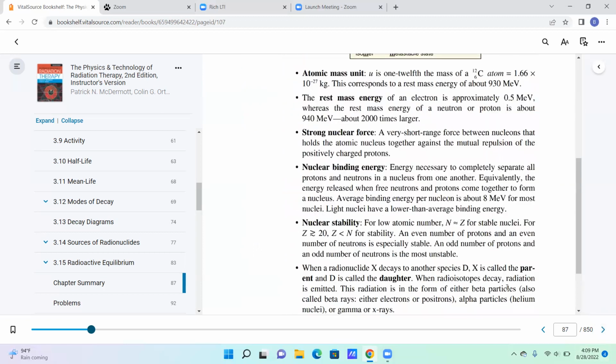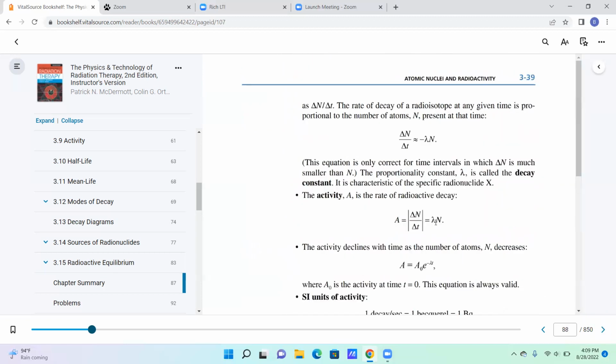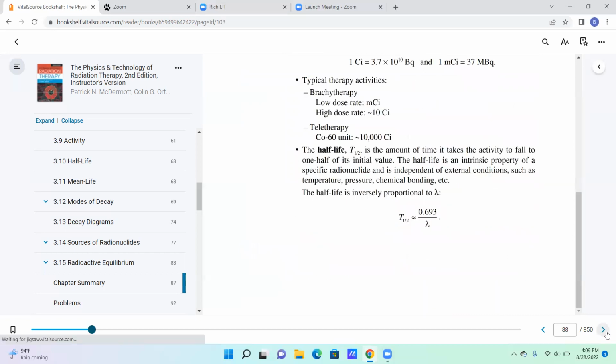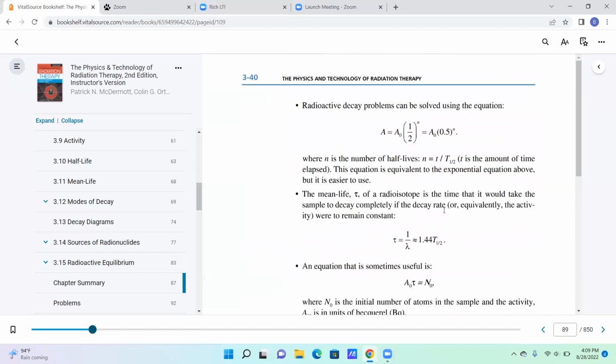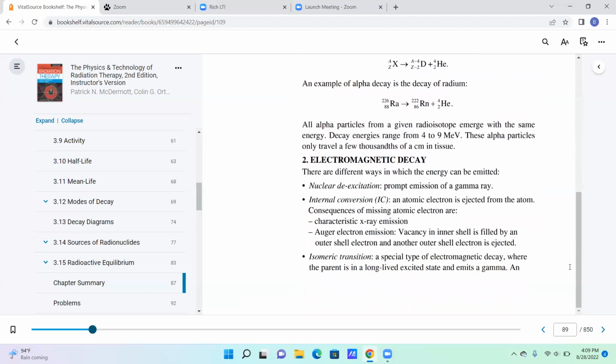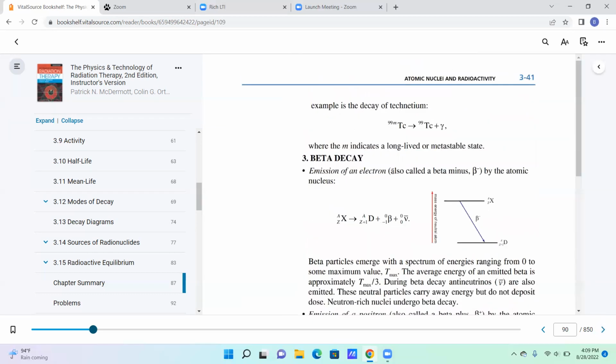Okay, you've got a chapter summary here of many of the things that were discussed. These will be good things to go over. And then you can get to working the specific problems that I will have assigned for you.